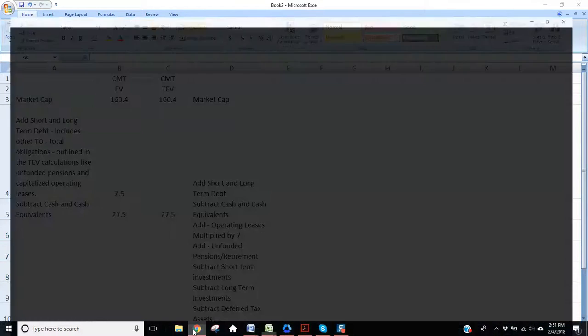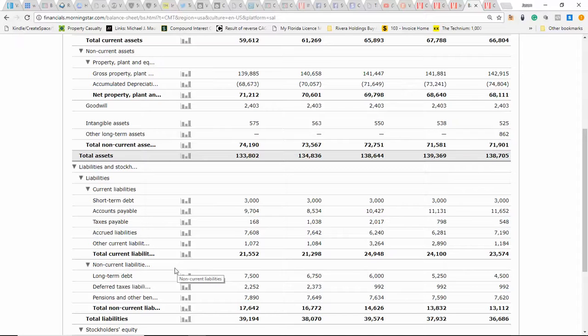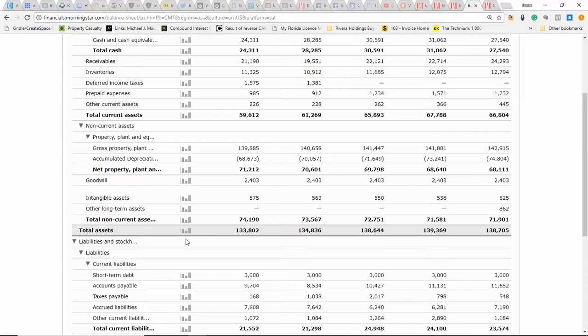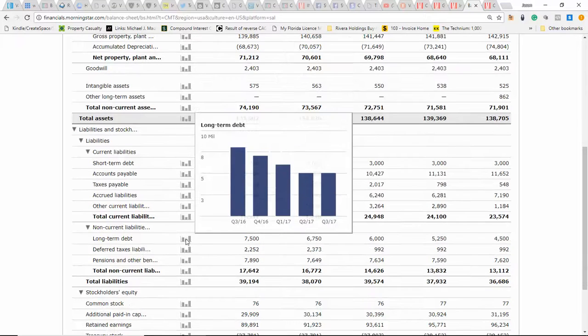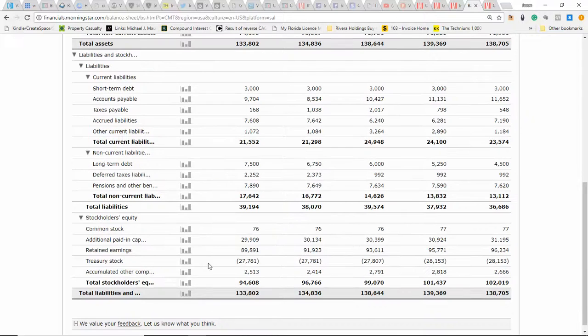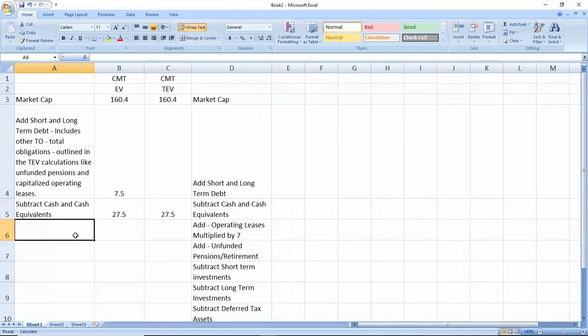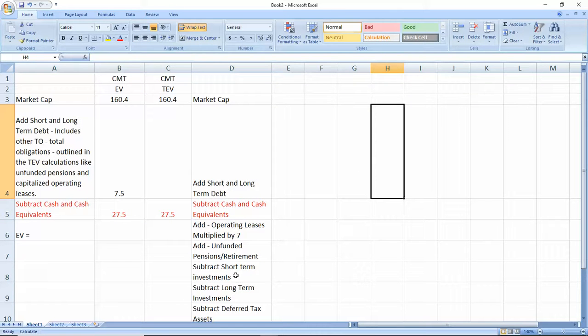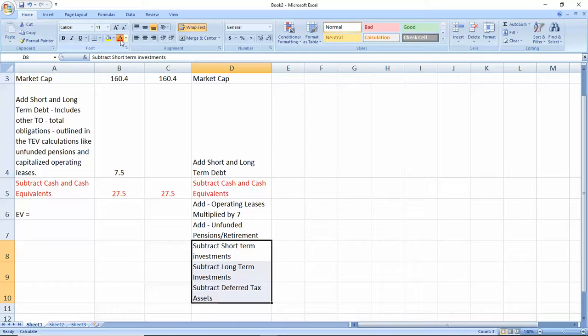For here, there's no minority interest, if I remember correctly. No preferred stock. So this is the calculation for EV right here. Just double checking. No minority interest that I see. No preferred stock. So EV equals, and again, you could even go a step further if you wanted to. You can make this red. Everything you subtract, you can make red. Whatever makes it easier for you.